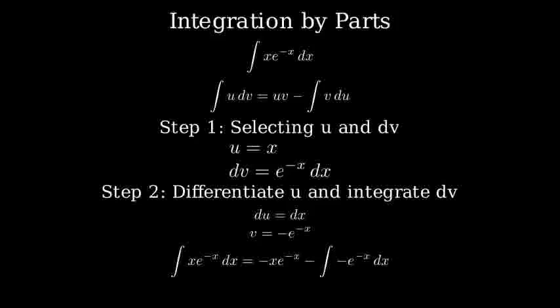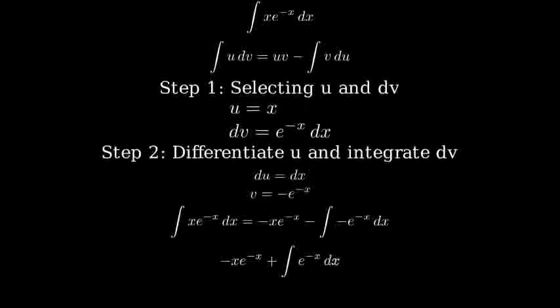Integral of x times e to the power of negative x dx is equal to negative x times e to the power of negative x minus the integral of negative e to the power of negative x dx. Let's simplify our expression. Negative integral of negative e to the power of negative x dx is the same as plus integral e to the power of negative x dx.